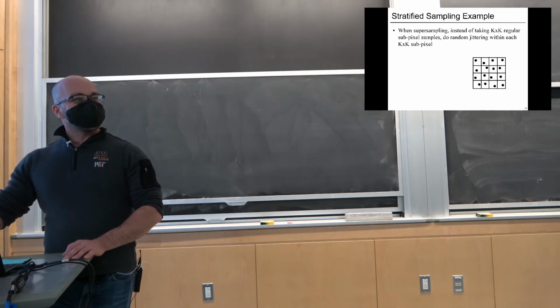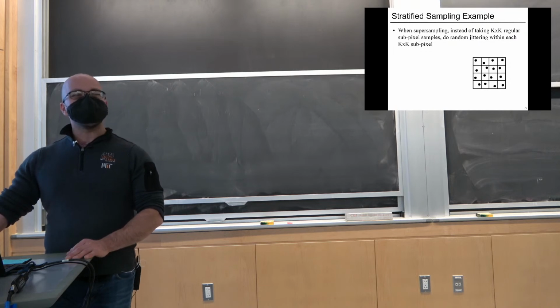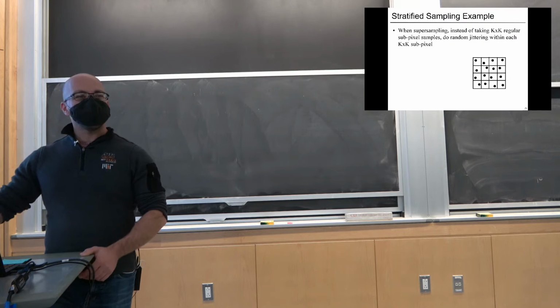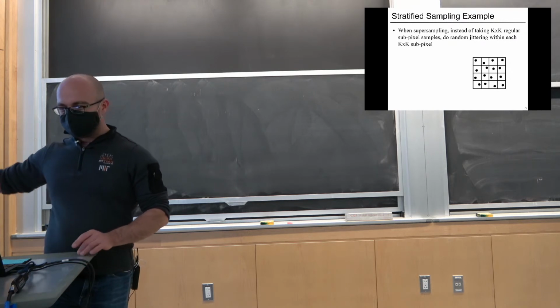A question you could ask is, what does this do to that error bound? Does it still look like 1 over square root of n? The answer is yes, I believe, but you have to be a little careful because eventually it really does just look like a grid.